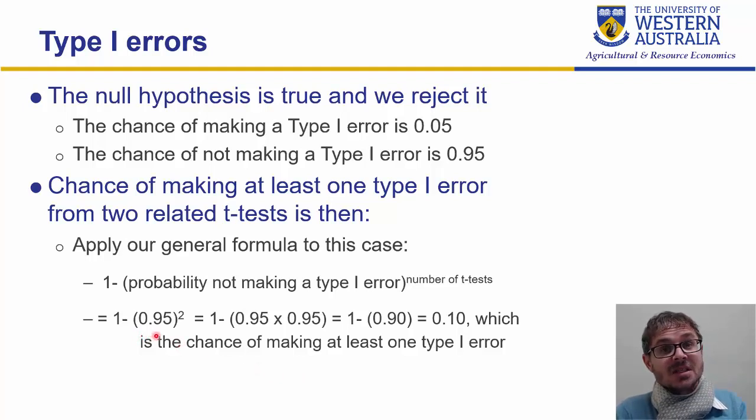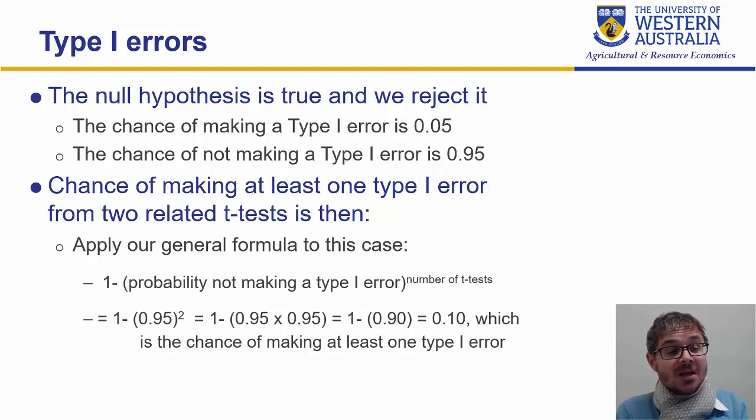So that is the probability of not making a type 1 error in any one t-test to the number of t-tests that we're doing, which is 2. So 1 minus 0.9, 0.1. So if we have 2 related t-tests, the probability of making at least one type 1 error across those 2 tests is not actually 0.5, it is actually 0.1.